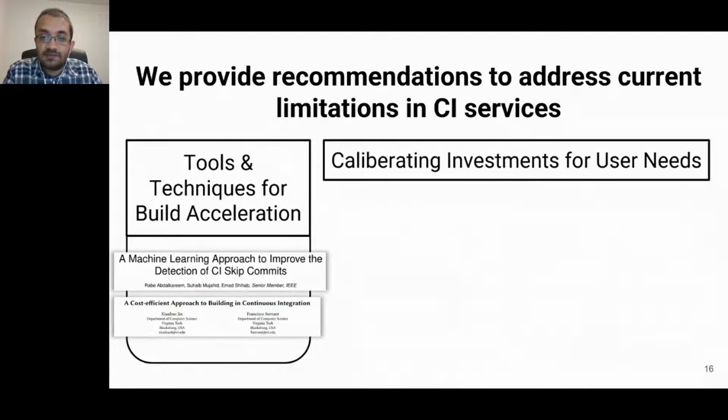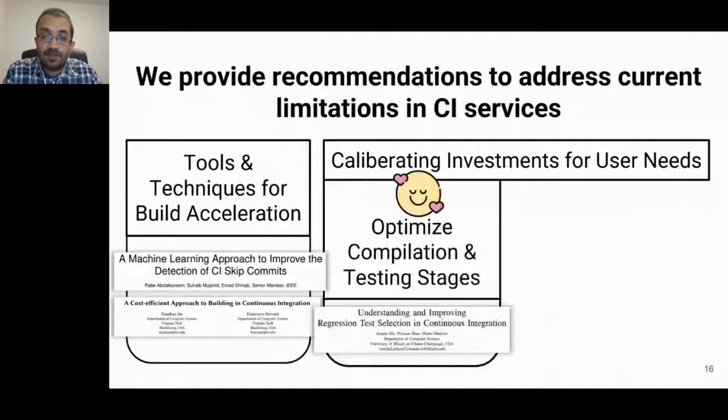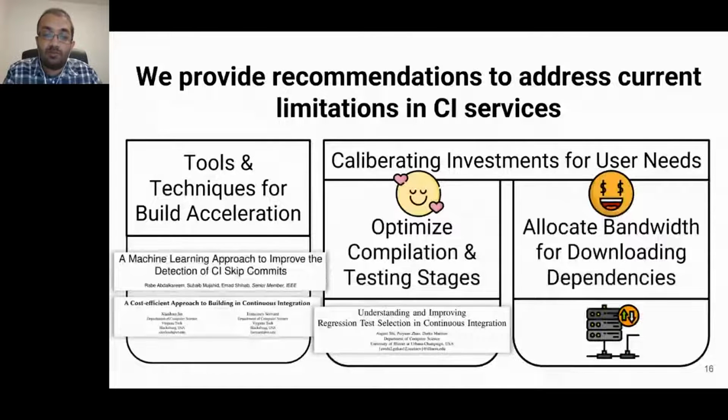Then the CI service has the choice of allocating future investments. For example, if they want to benefit the average user to make a lot of developers happy, they can choose to optimize compilation and testing stages. For that, they can use techniques such as test selection, as the one shown on this slide, that is about regression test selection. Or they can make heavy users happy by allocating more and more bandwidth for downloading dependencies, because for the heavy users, downloading dependencies takes a lot of time.